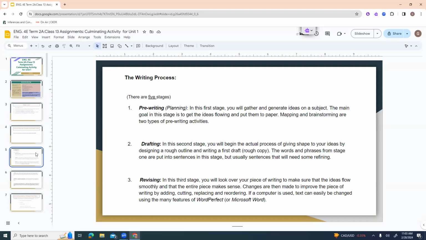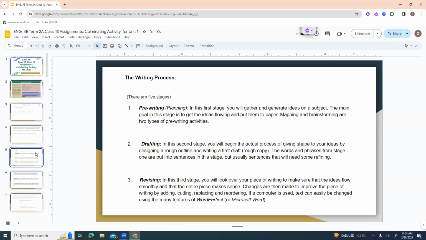So before we get started, we're going to talk about the writing process, which I'm sure you've probably heard before. There are 5 stages. The first one is what they call pre-writing or planning. I always think of this one as brainstorming, which is why I tend to call it brainstorming, but it's the same idea. In this first stage, you're going to gather and generate ideas on a subject. And the main goal in this stage is just to get your ideas flowing and put them on paper. Mapping and brainstorming are 2 types of pre-writing activities.